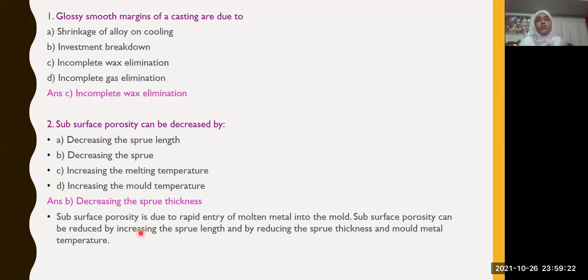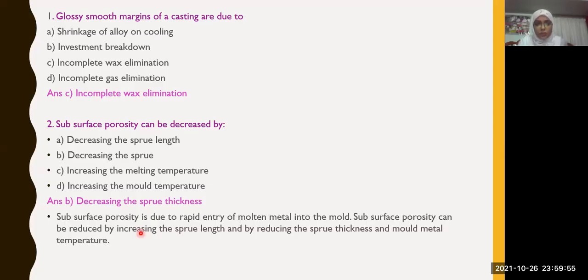The first question is about glossy smooth margins of the casting. Naturally, I told you it's because of the incomplete wax elimination. The second question is, subsurface porosity can be decreased by... I told you subsurface porosity occurs mainly because of the nucleation of the solid grain. So how you can control it is by decreasing the sprue thickness, so that the molten metal is reaching the entire region.